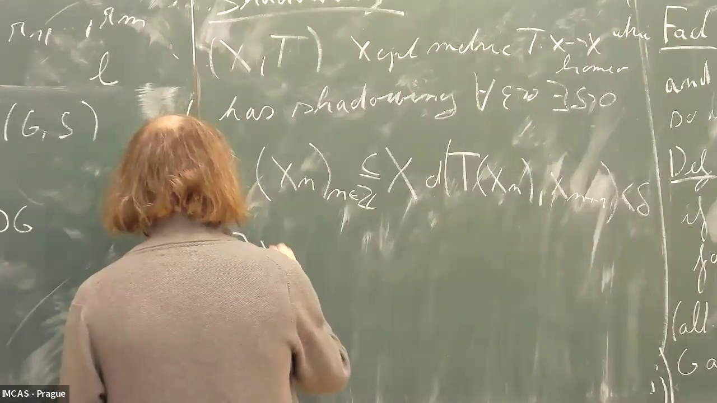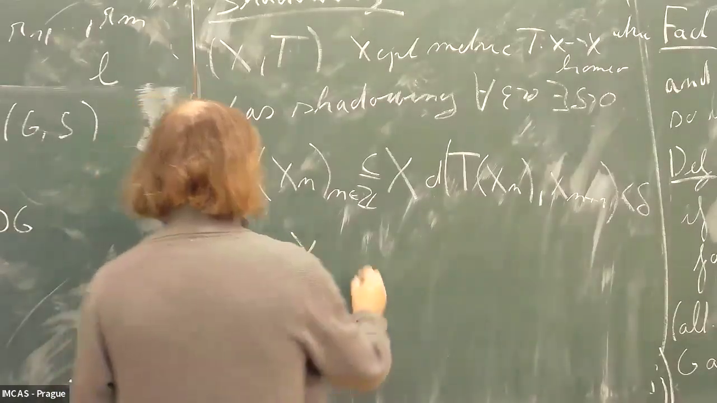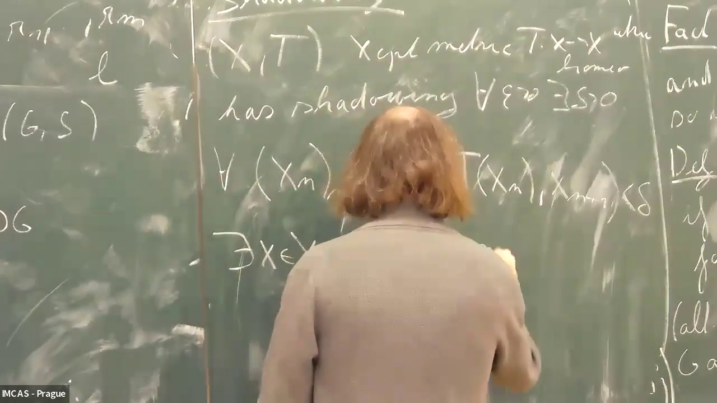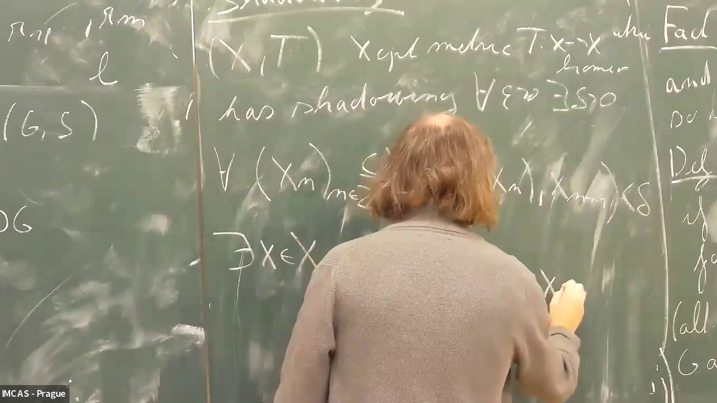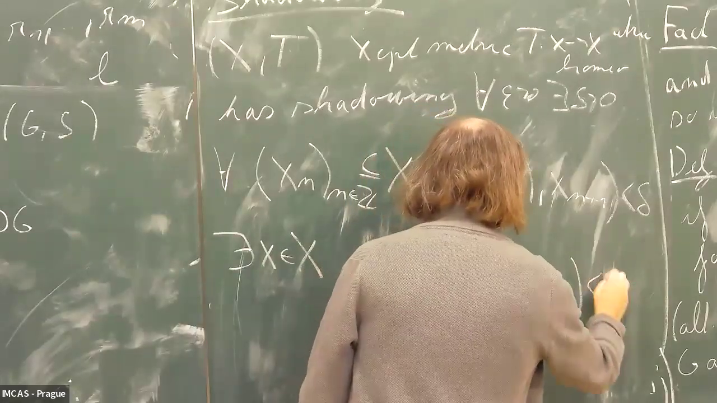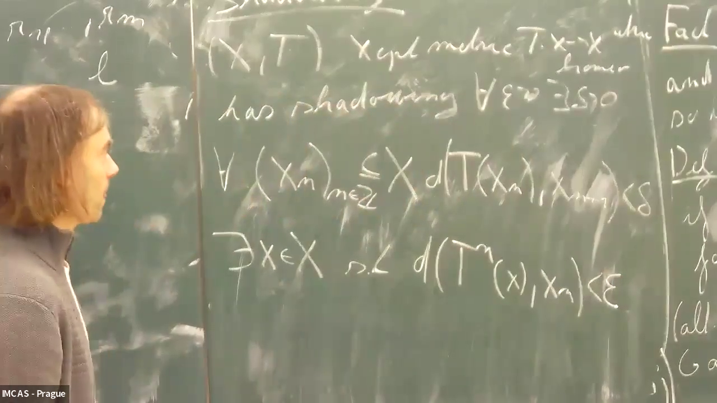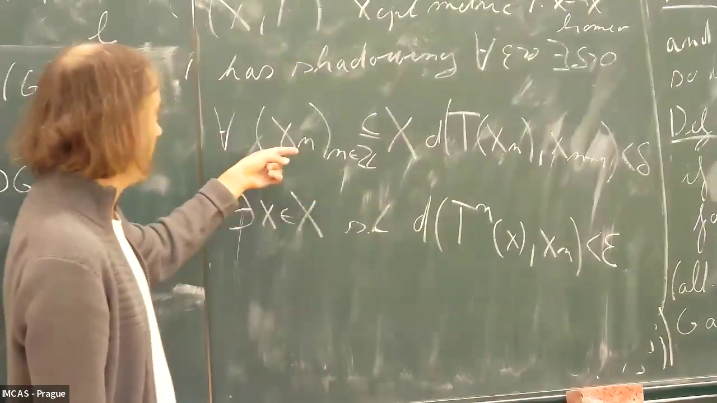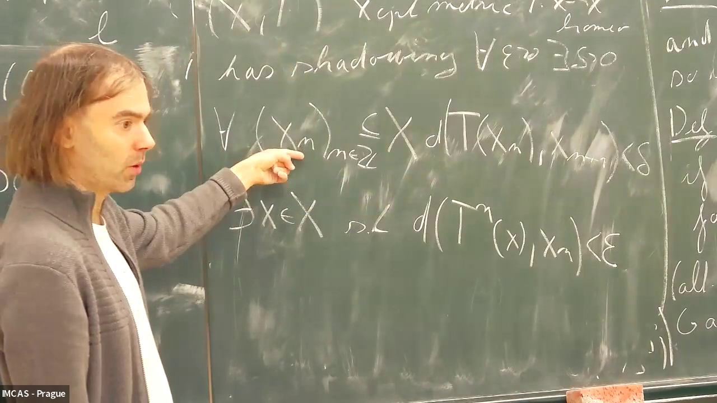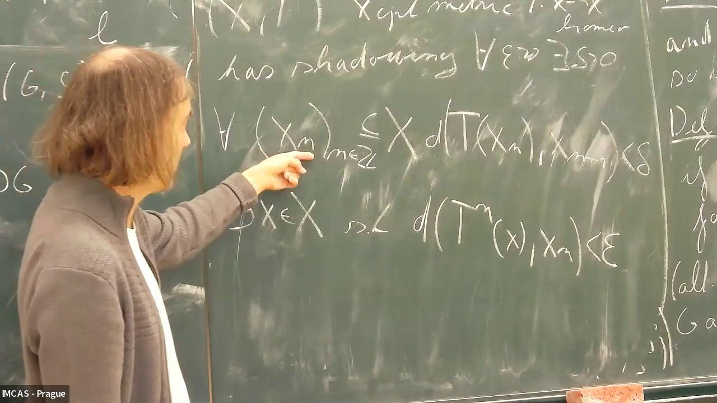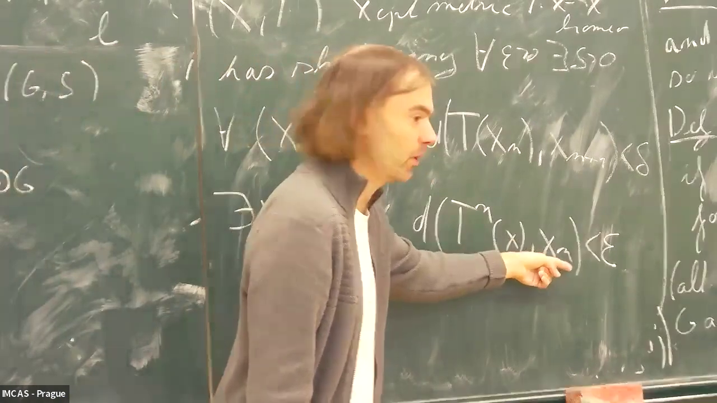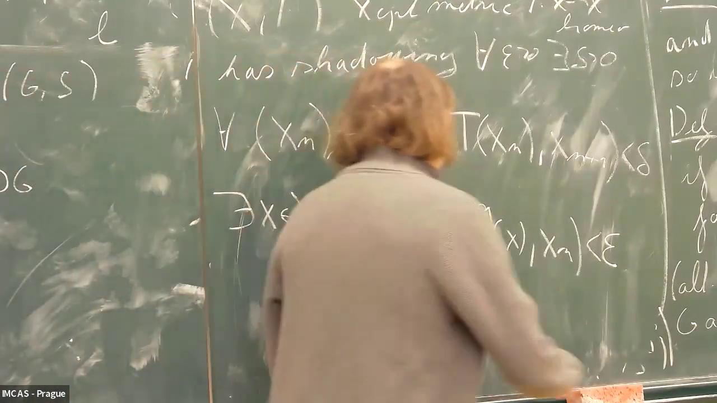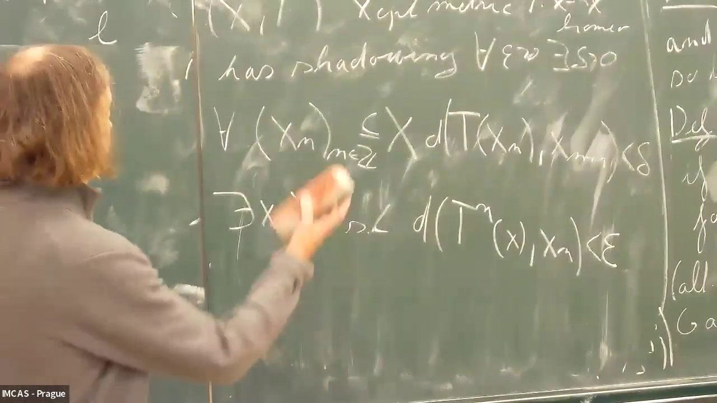So there exists x such that the distance between x_i and T^i x is less than epsilon. So you can define a notion of pseudo-orbit, which is some approximate orbit, and each approximate orbit is uniformly close to a real orbit. So this is the classical definition, and if you want to define it for more general groups, then it's the same.